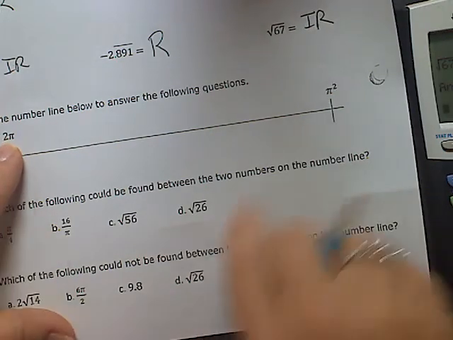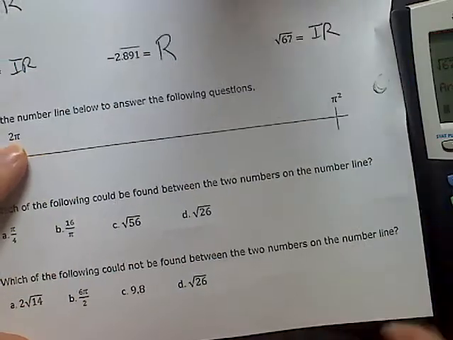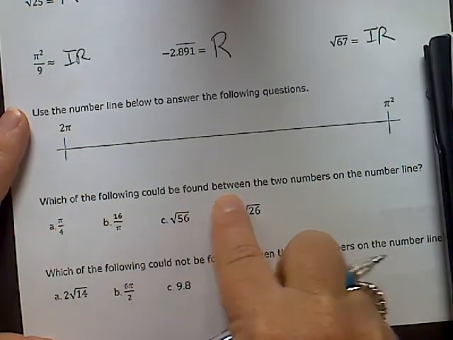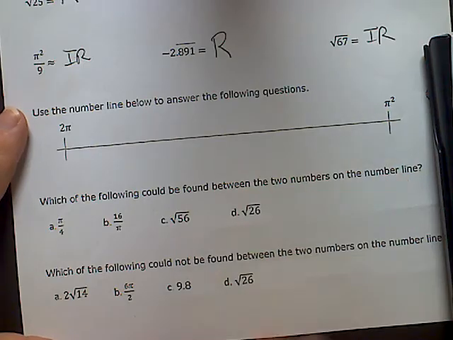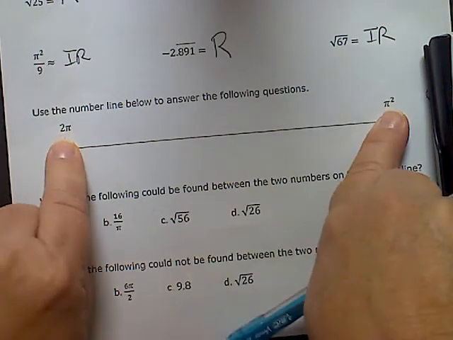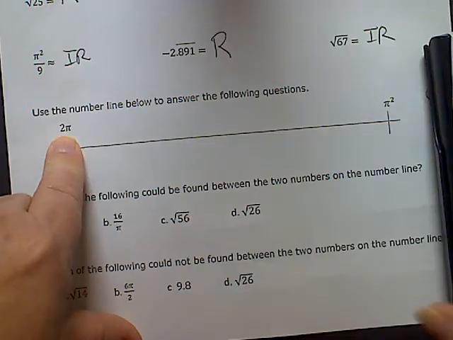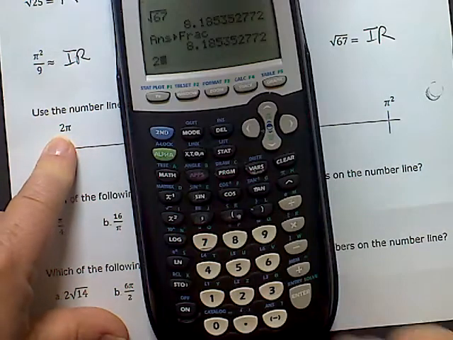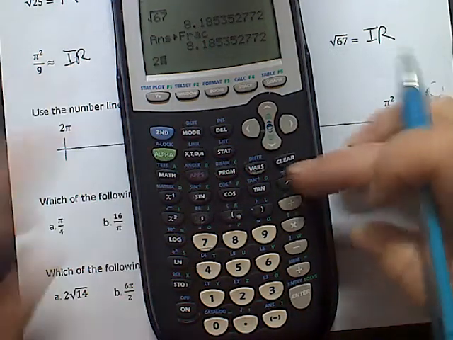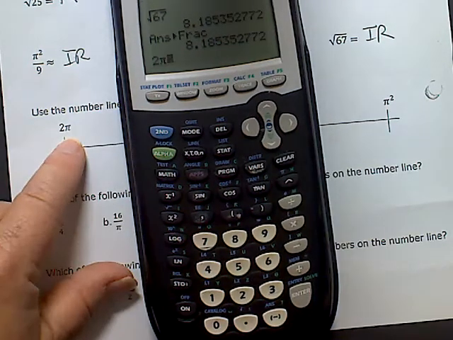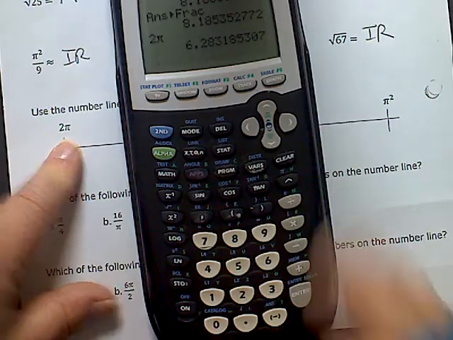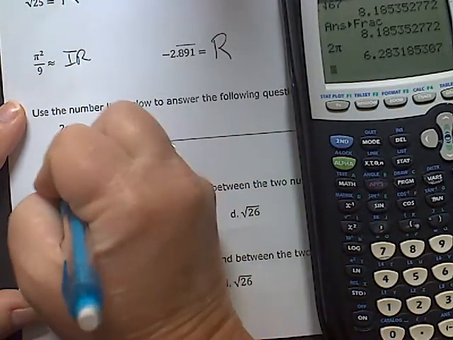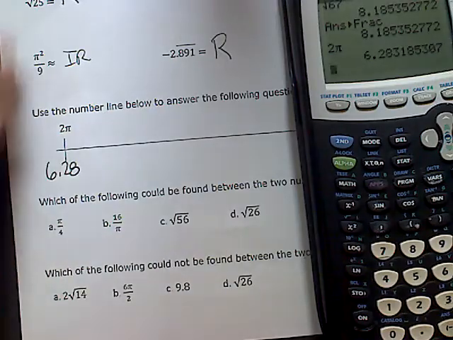So we have 2 pi and we have pi squared. The first thing we need to know, because it says which of the following could be found between the two numbers on the number line, is what those are equal to before we do anything. So I'm going to put in 2 times pi in my calculator, which is second and the power up key, and hit enter. I'm just going to go out 2 digits, 6.28, okay?